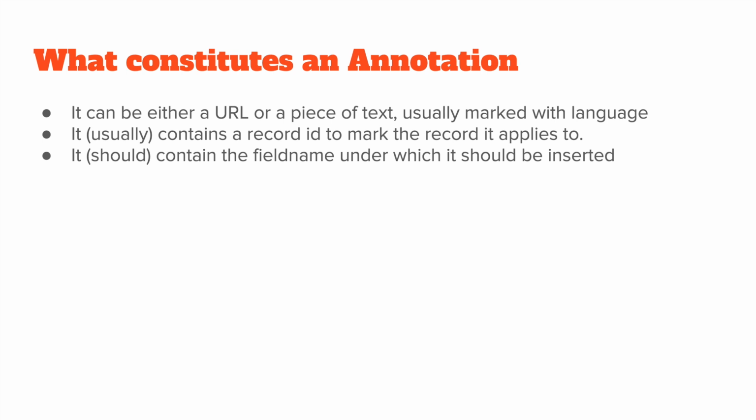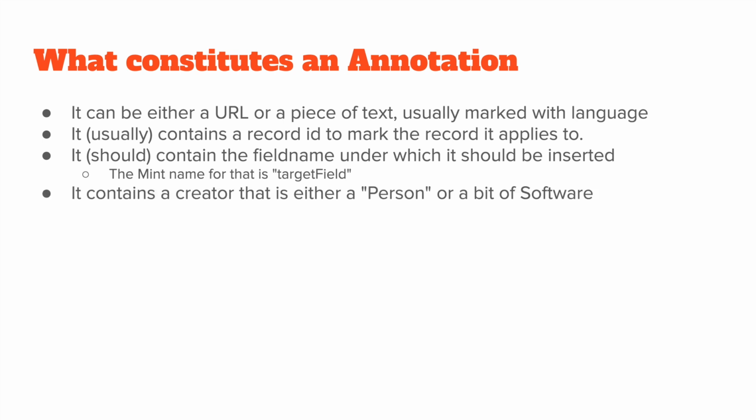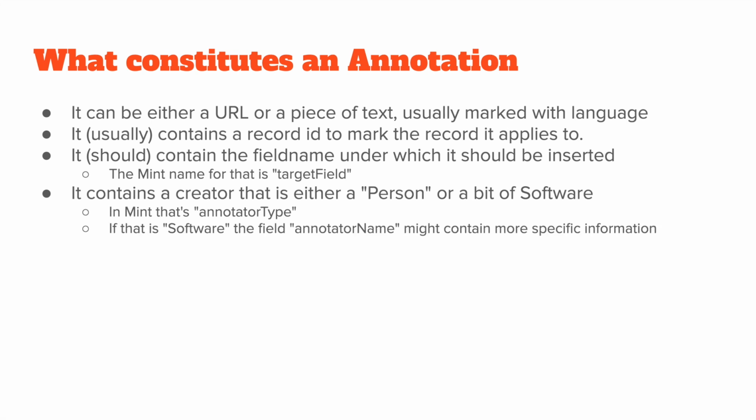It should contain the field name under which the annotation should be provided. Like you want to add the information to DC subject or to DC format. Mint calls this field the target field. It should contain the creator, which is either a person or a bit of software. In Mint, that is called the annotator type. If it's software as annotator type, you can further specify in the field annotator name what kind of software or what version of software it was.